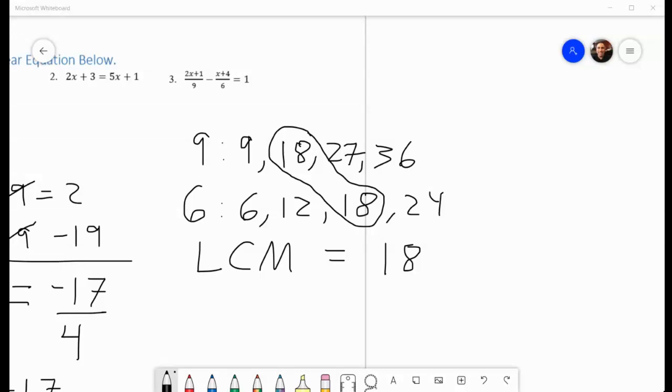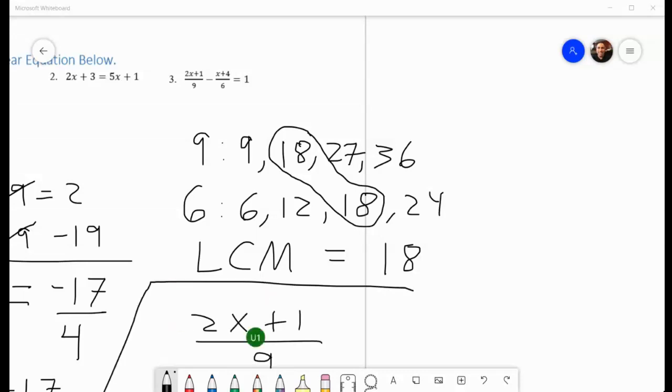Okay, so let me write down the equation again. Down here, 2x plus 1 over 9 minus x plus 4 over 6 equals, I'll move it, don't worry, I'm just rewriting the equation. There we go. Okay, so this is good.